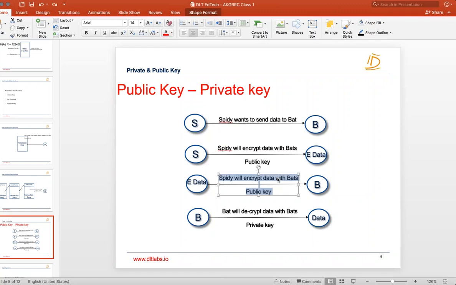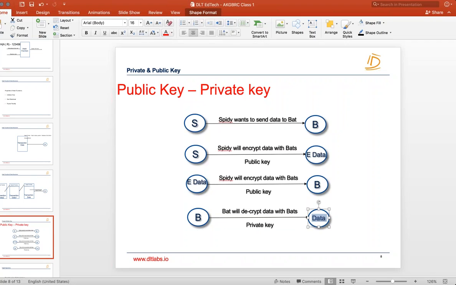So Spidey will encrypt data with Bat's public key, okay? That's what is happening in this step. Now, in order for Bat to decrypt the data, what will Bat do? Bat will use its own private key, and using the private key, Bat will be able to decrypt the data and will be able to get the original data.